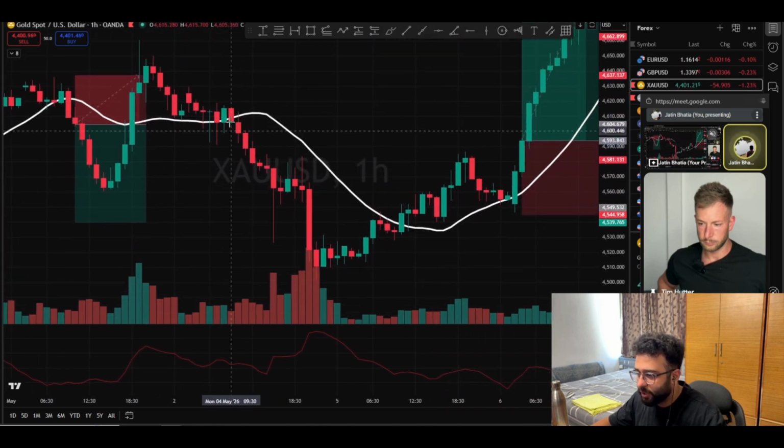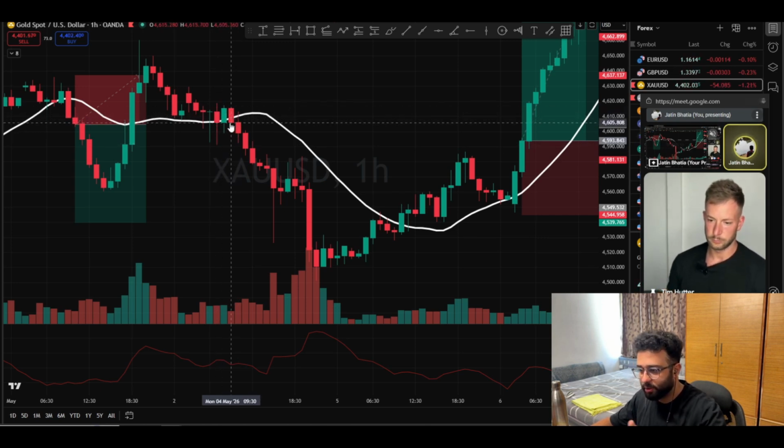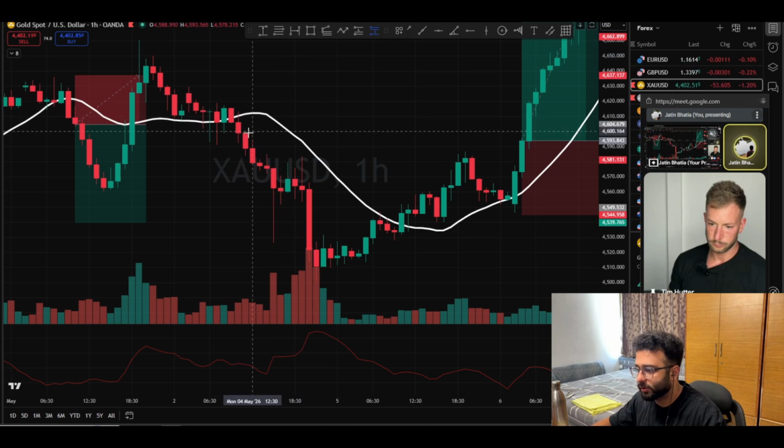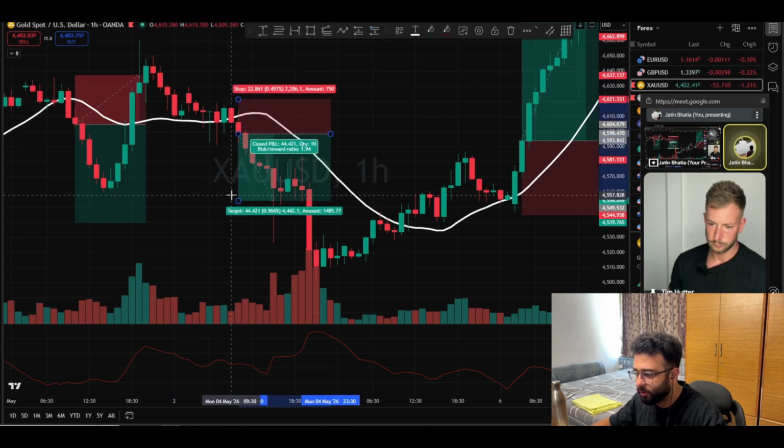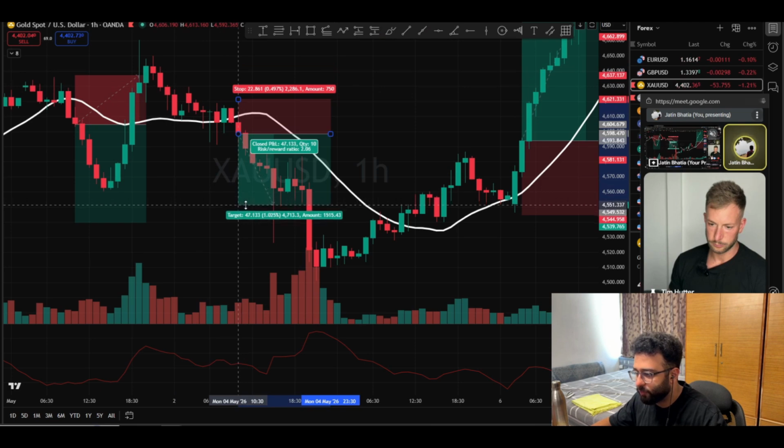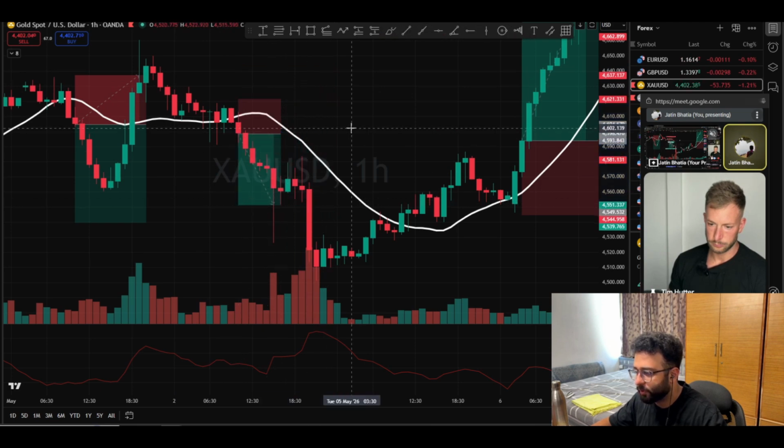Then we have another entry here where the price closes here as well on the moving average, but again the second candle did not close below the low of this candle. Here we have another candle which closes below the 20 moving average, and then the next candle closes below the low of this candle. So this is also an entry right here. Stop loss above the recent high and 1:2 target, and we would be booking a profit here. Right.